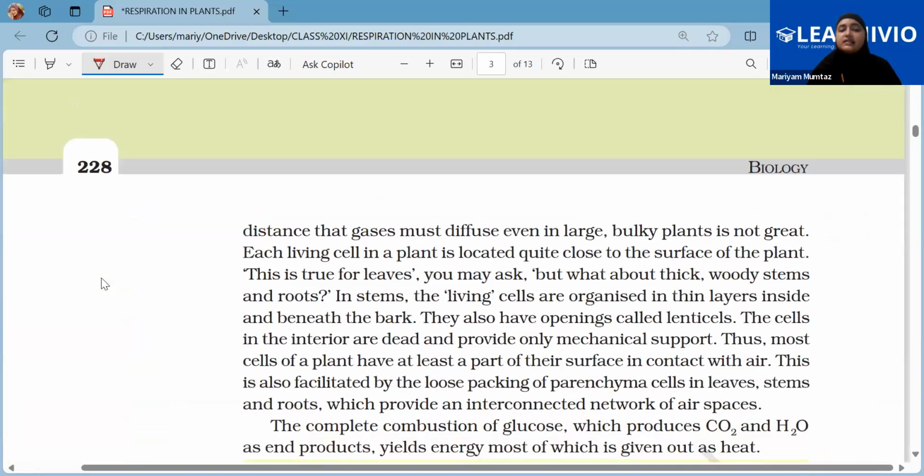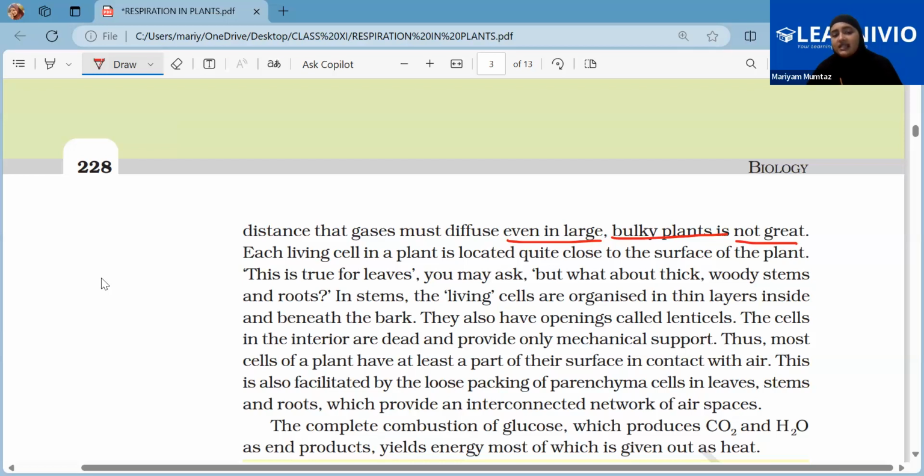Now, the distances that the gases must diffuse even in large bulky plants are not that great. I mean, it's not huge distances. Like in our body, the gases have to travel a lot. We have so many cells, so many organs in our body, so the oxygen has to reach each and every single organ. But that's not the case for plants.